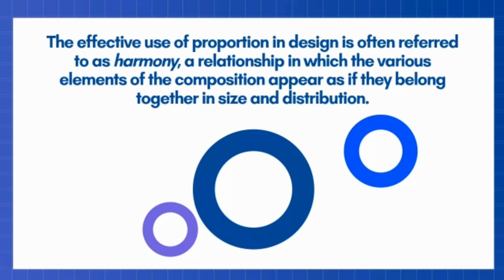The effective use of proportion in design is often referred to as harmony, a relationship in which the various elements of the composition appear as if they belong together in size and distribution. For example, if one figure is made to look larger compared to other figures in a composition, it is said to be out of proportion and is given greater importance.